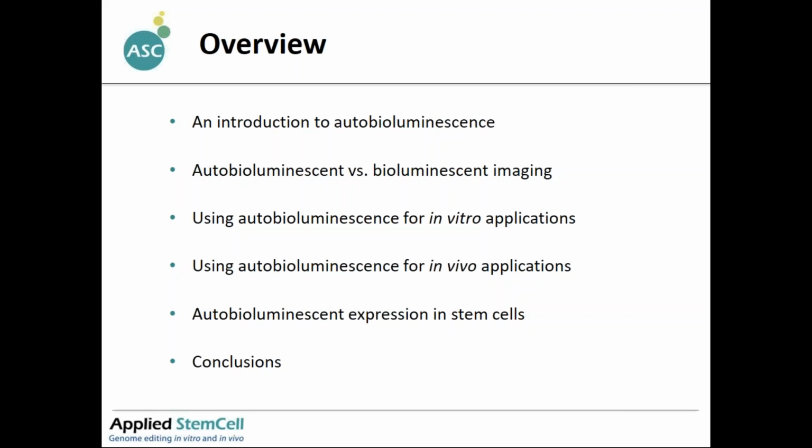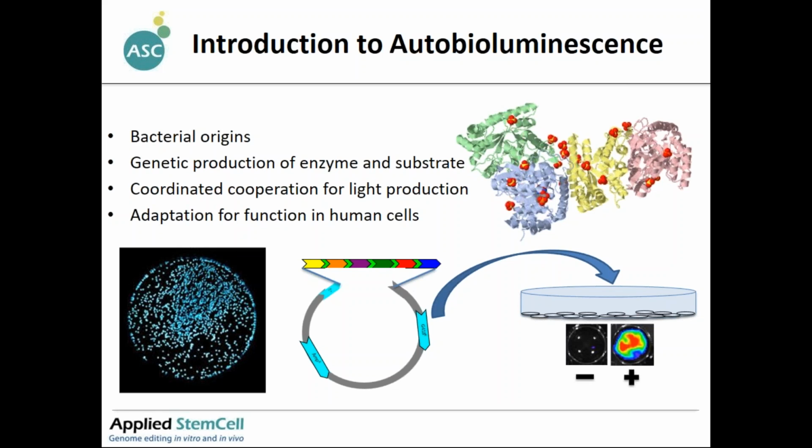I will be discussing the similarities and differences between the two approaches and also the pros and cons of each technology. And once we have the basic background information squared away, I will present some examples of applying autobioluminescence in in vitro cell-based assays as well as in vivo small animal imaging. And I'll be discussing how it can reduce the cost and complexity of these applications. At the end, I'll briefly touch base on one unique application of autobioluminescent imaging, which is its expression in stem cells.